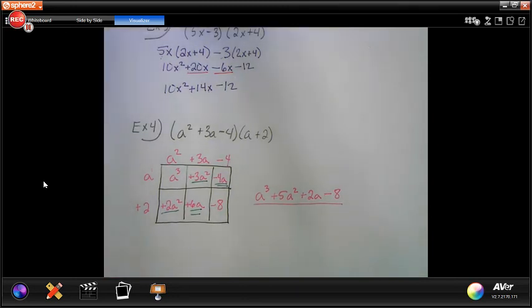Okay, so that is adding, subtracting, and multiplying polynomials. Just a quick review for those of you that weren't here in August, maybe in another school or something.